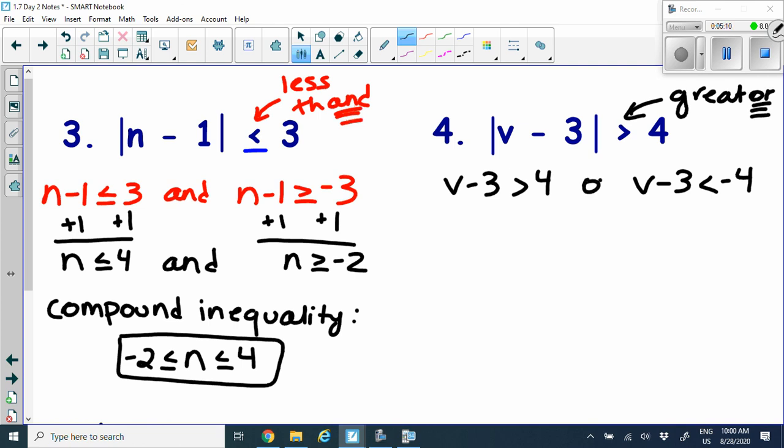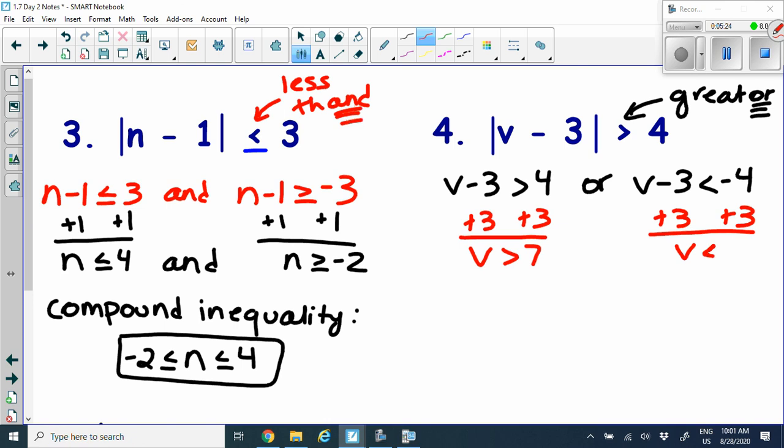So this is an or. Okay. Now I solve. So I'm going to add 3 to both sides on both inequalities. So I get v is greater than 7. Then v is less than -1. And remember, this is or.